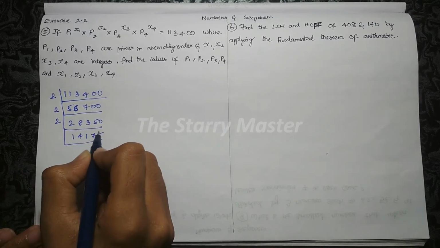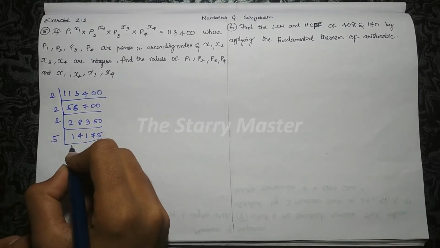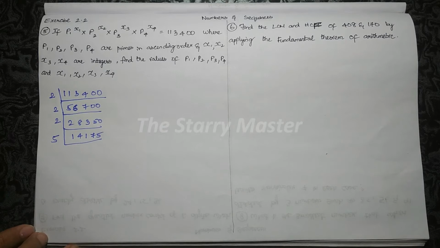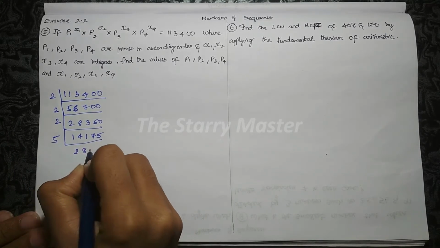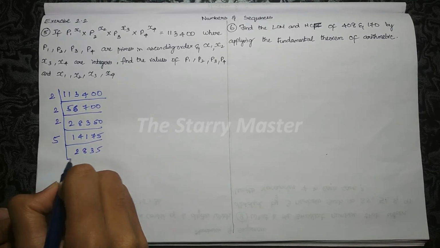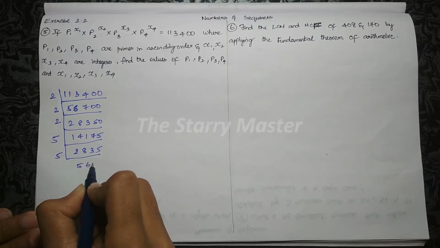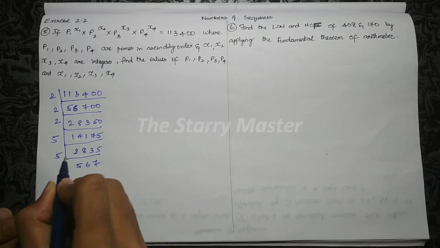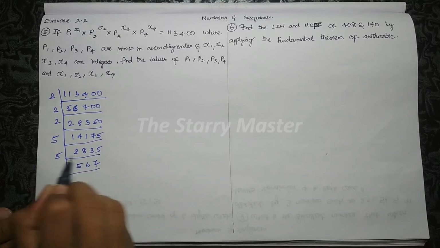Here the last digit is 5, so we will go by 5. 2835 is the quotient, and again we will go by 5, which gives 567. We have to divide this value by 5 and write the quotient here.